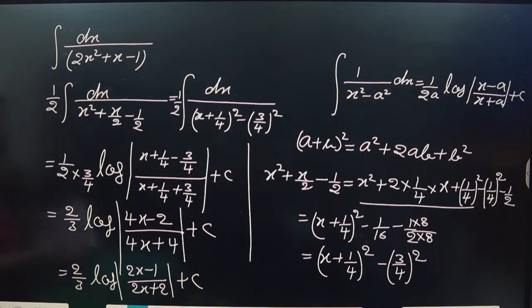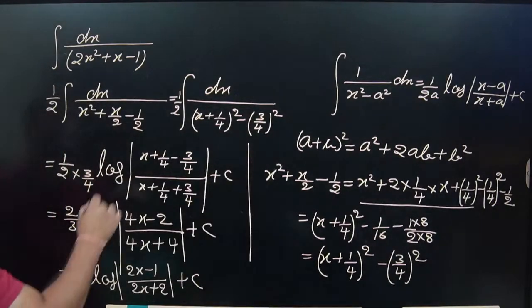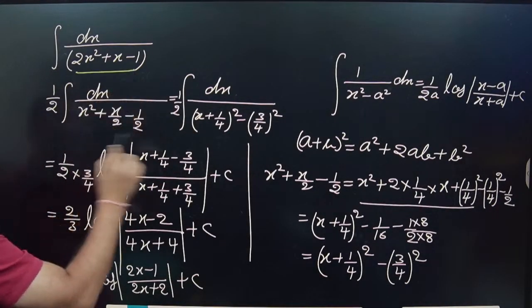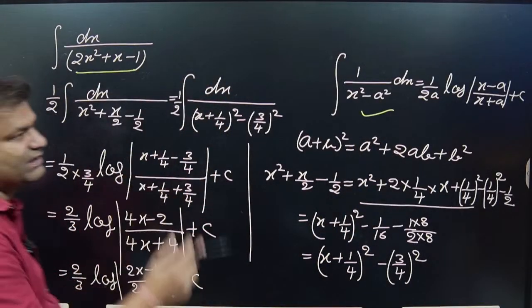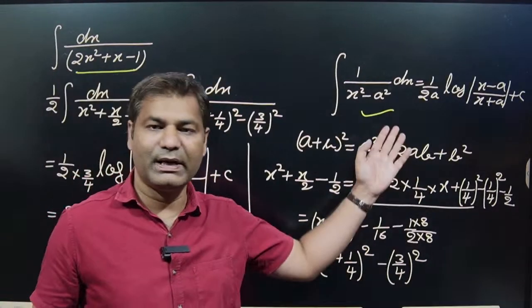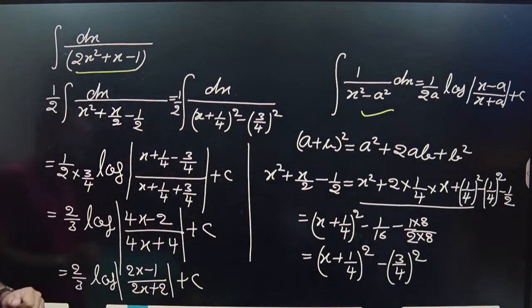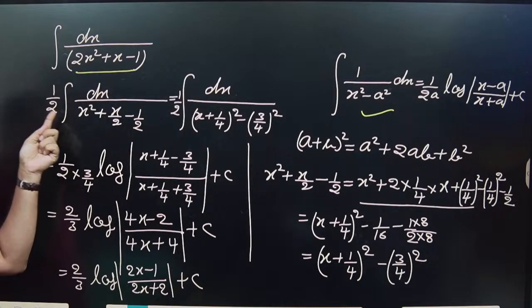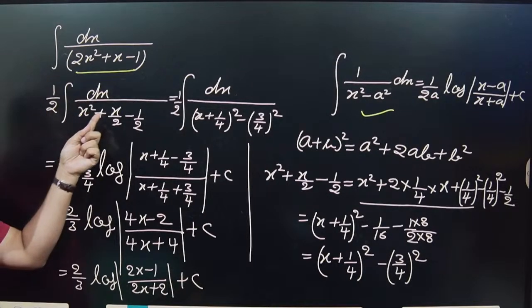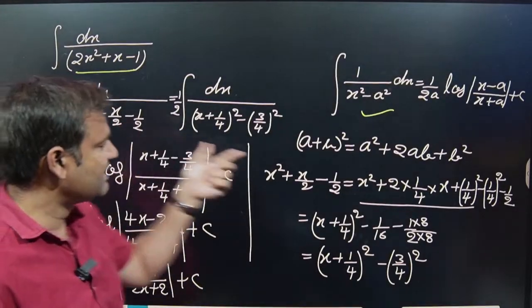After that, I will focus on another problem also. Very simple. First of all, look how we can do this one, making it like that one. Okay, if this question is made like that one, then you can directly apply that formula. So that's why here 1 by 2 is taken common, then we get dx divided by x square plus 1 by x plus minus half. Then this one is made a perfect square.